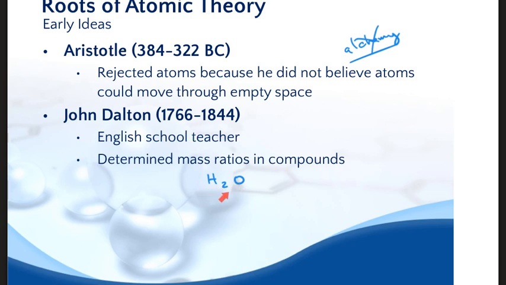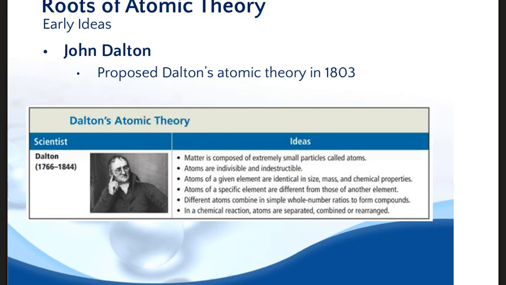So this leads Dalton to think that there is some point at which we can't cut things down anymore. And so he's going to push back on Aristotle and propose what he calls the atomic theory, which we'll see here on the next slide, which is really important. Which is going to be 1803, right? Almost 2,000 something years later before we get any real advancement in this.